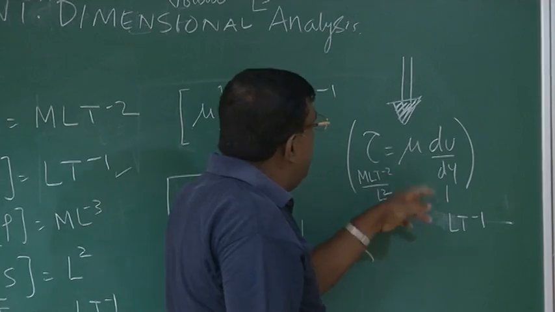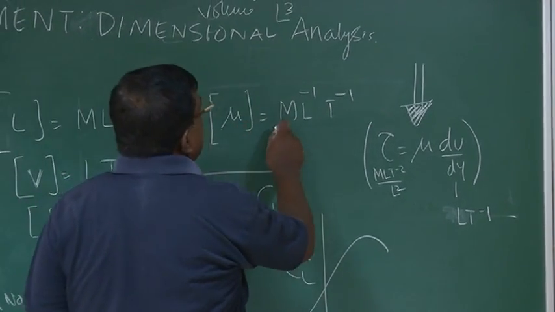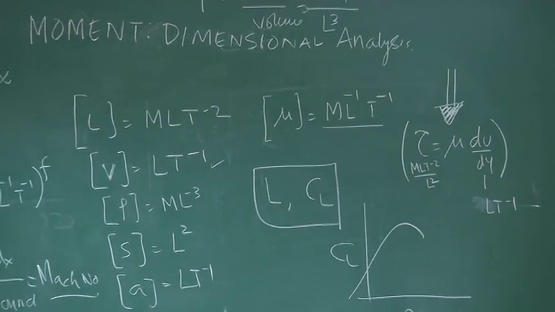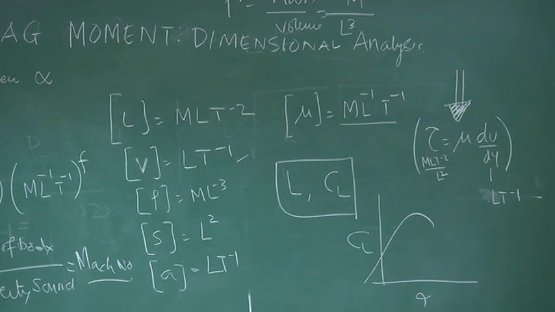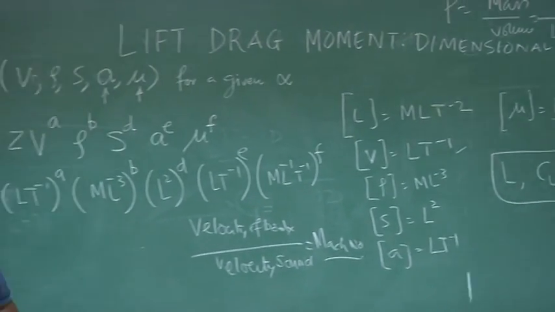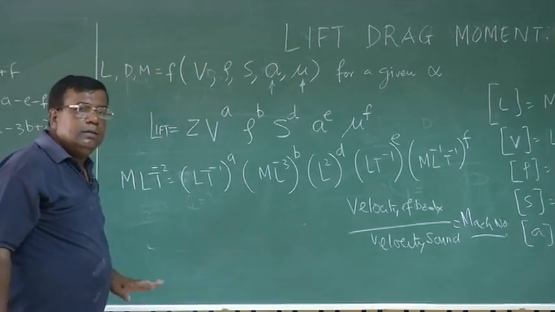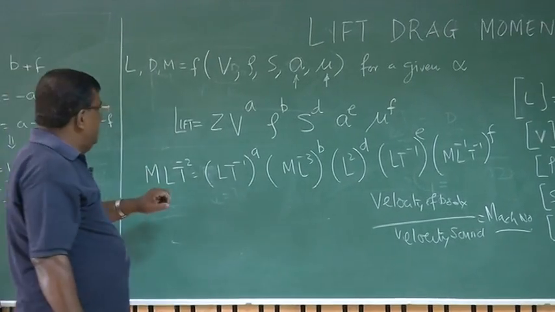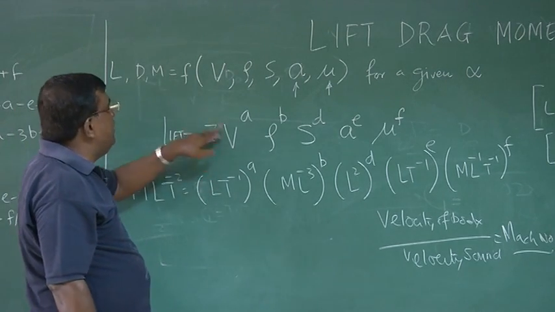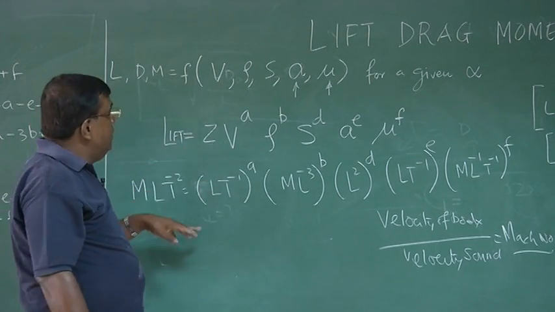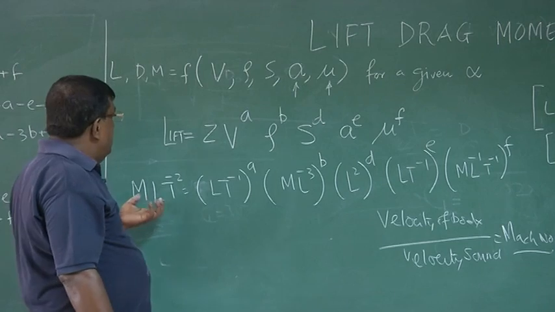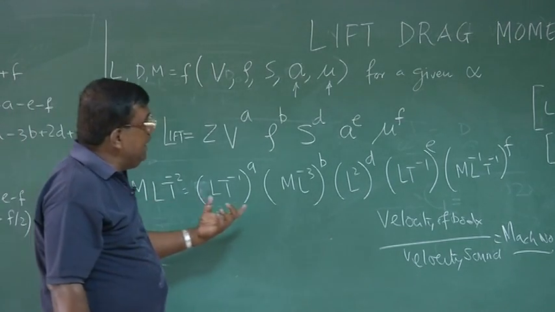So from this I can find the dimension of coefficient of viscosity as M L to the minus 1 T to the minus 1, or otherwise also from the basic definition you can check the dimension of coefficient of viscosity to be this. Okay, once I know this, I will compare their dimensions. So for lift, I will write M L T to the minus 2. Z is dimensionless, but I am comparing the dimensions because if it is consistent, then the dimension of the left hand side and right hand side should be the same.